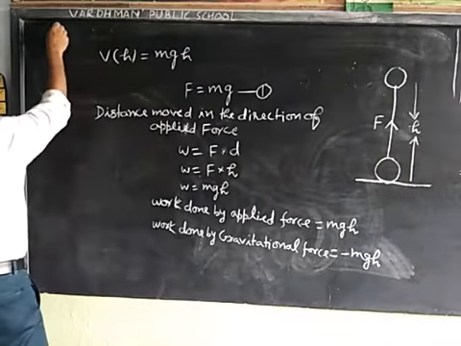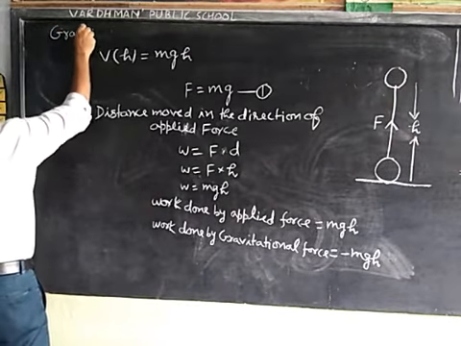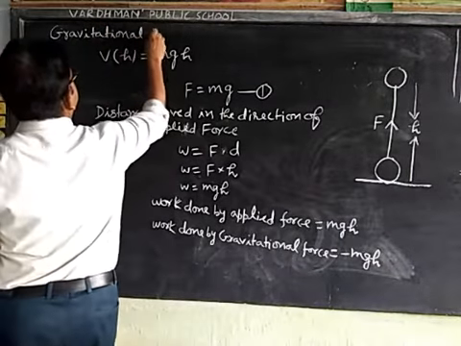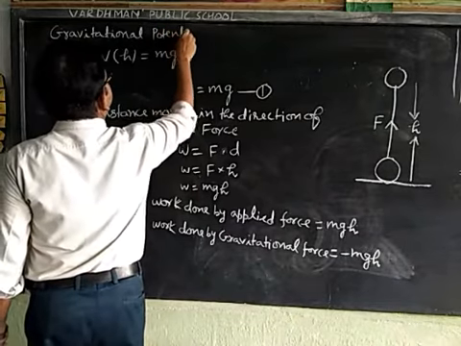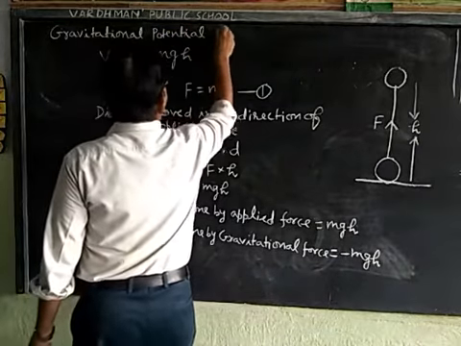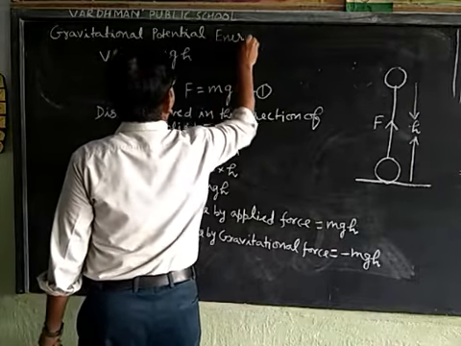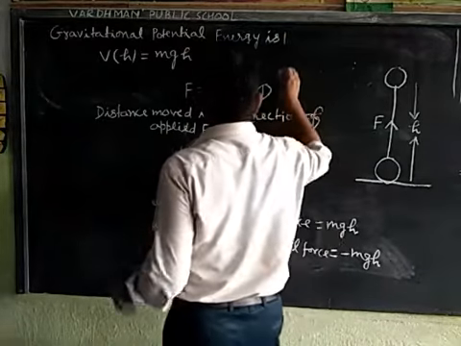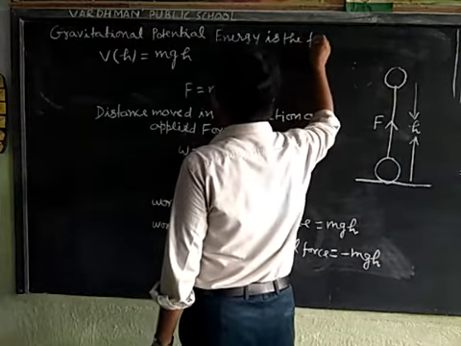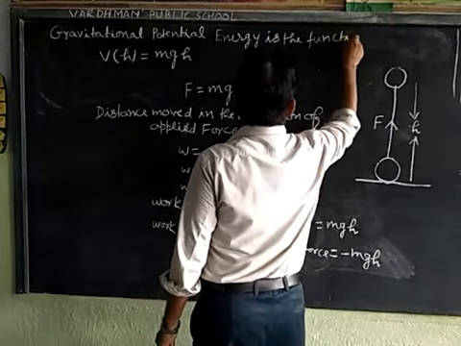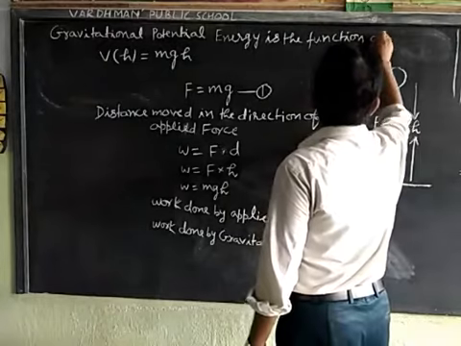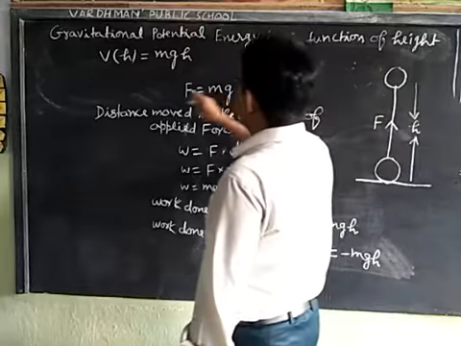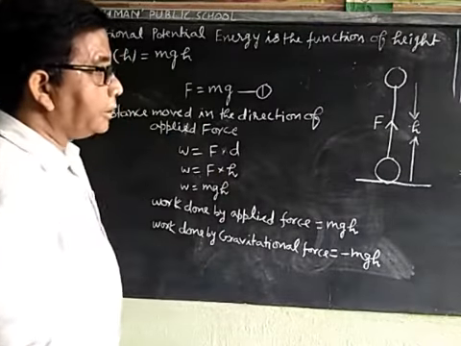mgh. Gravitational potential energy is a function of height. That is, Vh is equal to mgh.